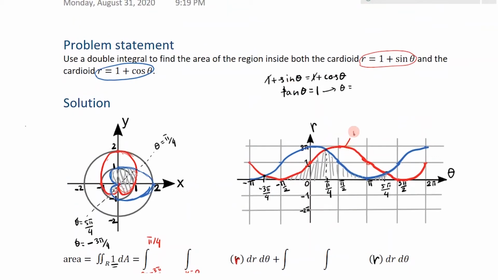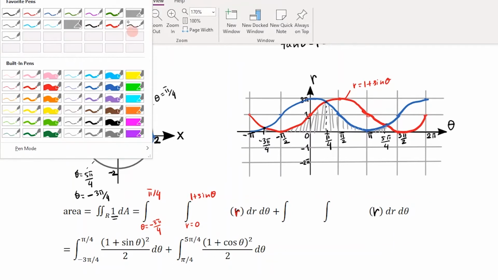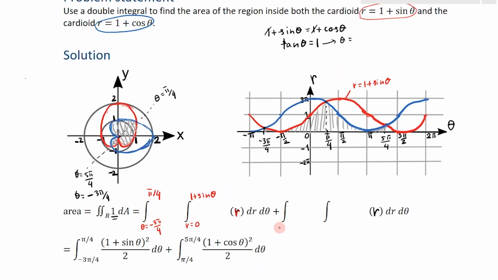It's r equals 1 plus sine theta. So 1 plus sine theta. For the second chunk, we'll have theta going from π/4 up to 5π/4. And then r will go from 0 to 1 plus cosine theta.